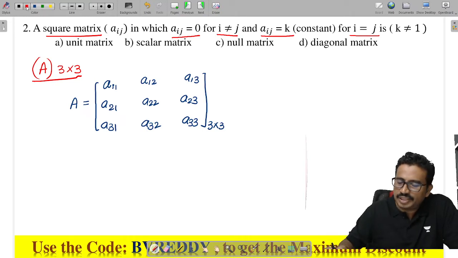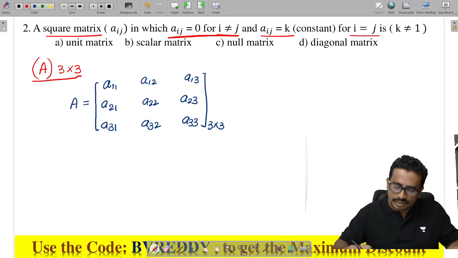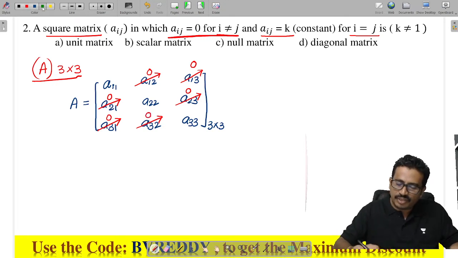And what they are saying here is, when i is not equal to j, the element is 0. So here i is not equal to j, so this element is 0. Here also i is not equal to j, this element is 0. Likewise for the other off-diagonal positions. And when i equals j, that element is k. So this element is k, this element is k, and this element is k.